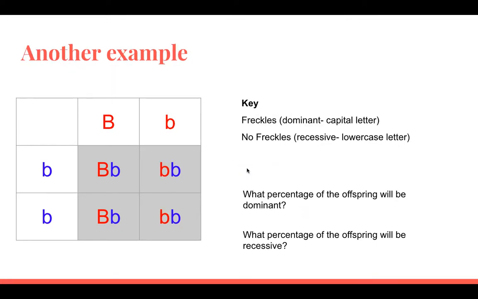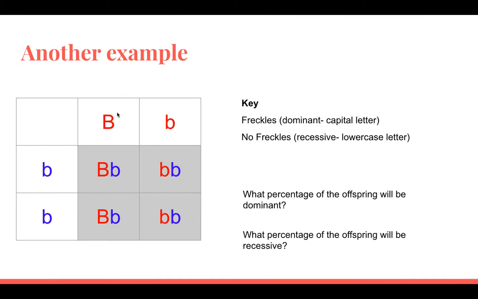Here is another example. This time I gave you a key. Freckles are dominant. They have the capital letter. No freckles is recessive. They have the lowercase letter. So here I left mom kind of up at the top. She has a capital B this time and a lowercase b. Dad has two lowercase letters.